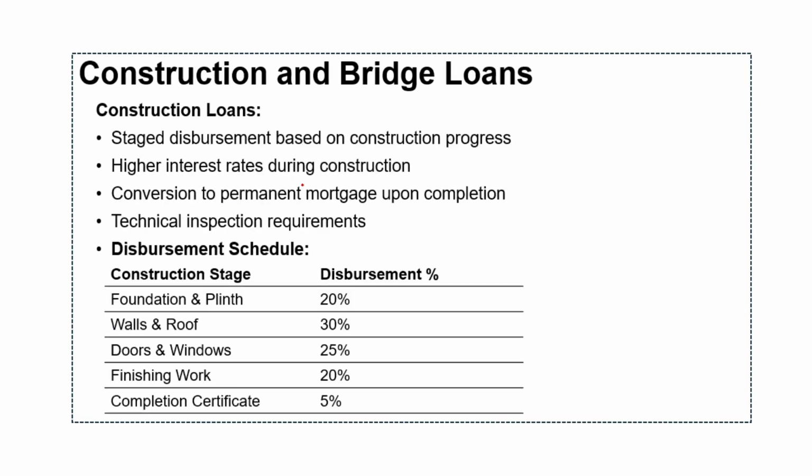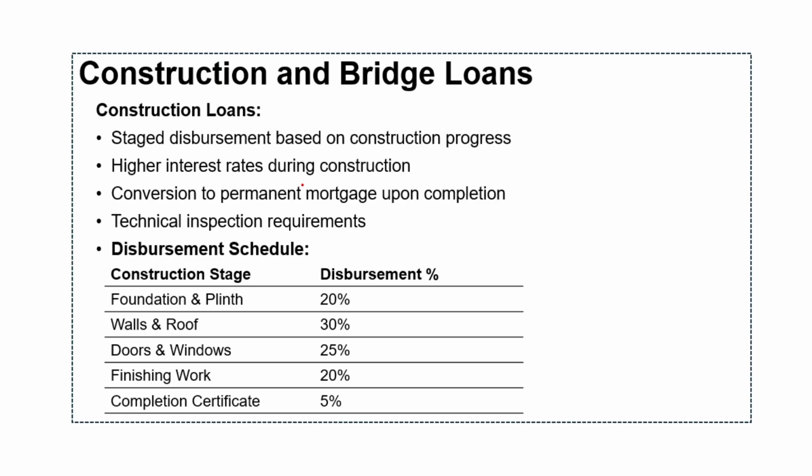Then we have construction and bridge loans. Construction loans serve borrowers building custom homes or purchasing under construction properties, requiring different structures and risk management approaches than completed property mortgages. Stage disbursement based on construction progress protects lenders from project abandonment risk while ensuring builders have adequate funding to complete work. The typical disbursement schedule shown here reflects standard construction milestones, with each stage representing verifiable progress that maintains the property value progression.